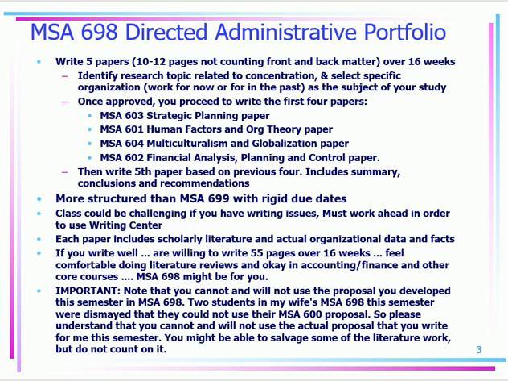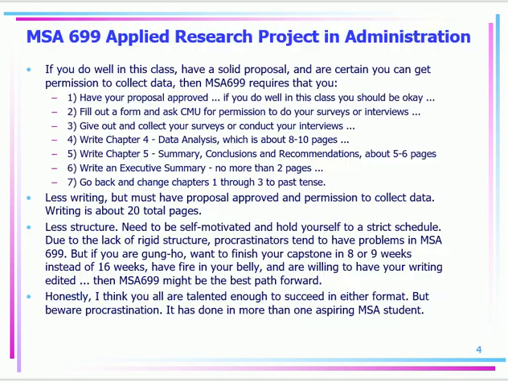but it's a very structured course, and you're not going to get waylaid by your own personal life, because you're going to have to get this done over 16 weeks. So that's 698. 699 is called Applied Research Project Administration. My wife teaches that class. I can't teach it. I teach the 698 class.